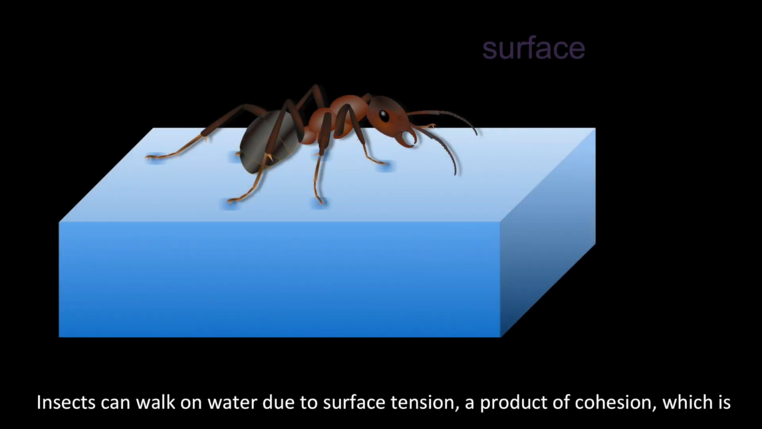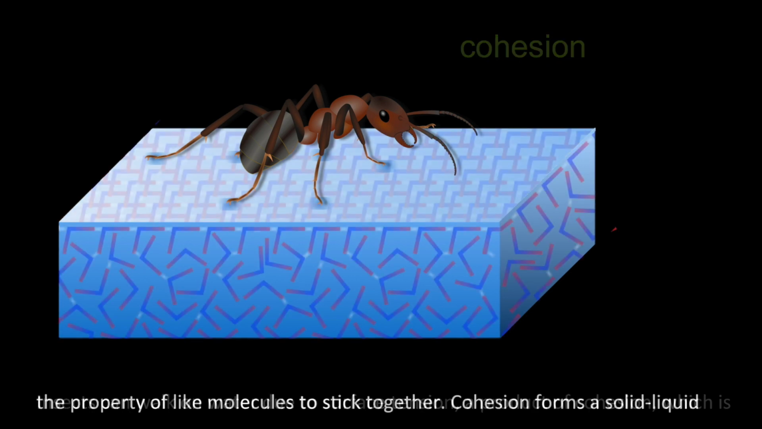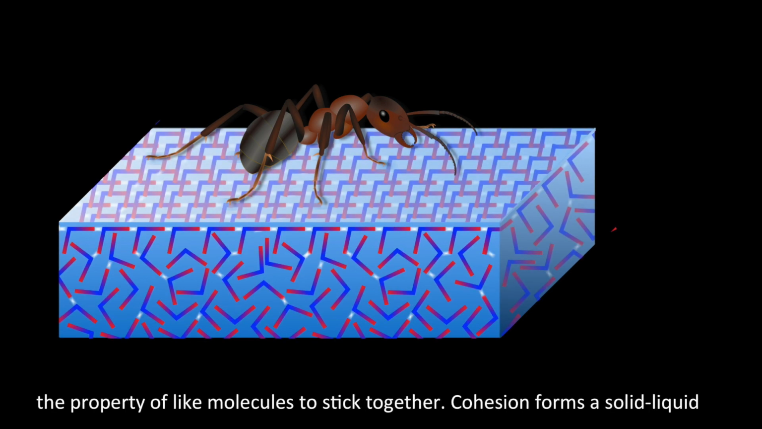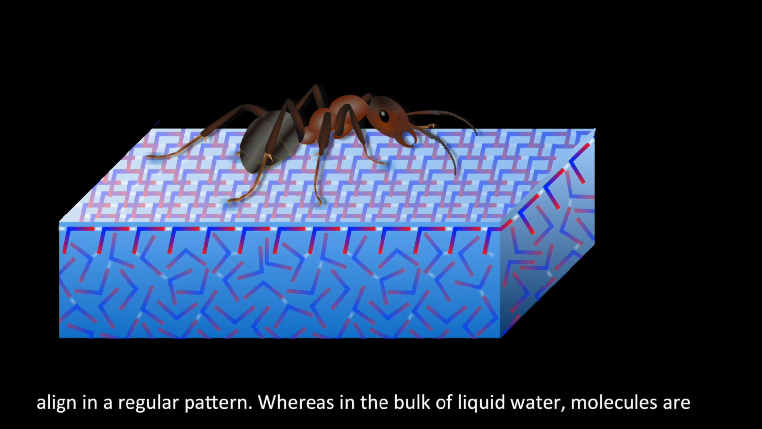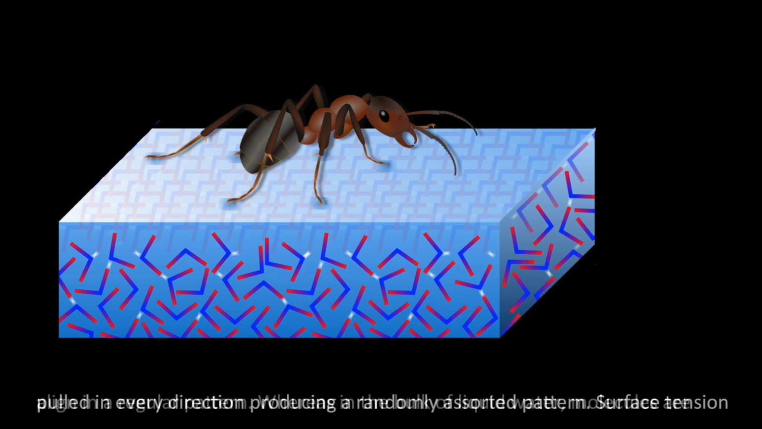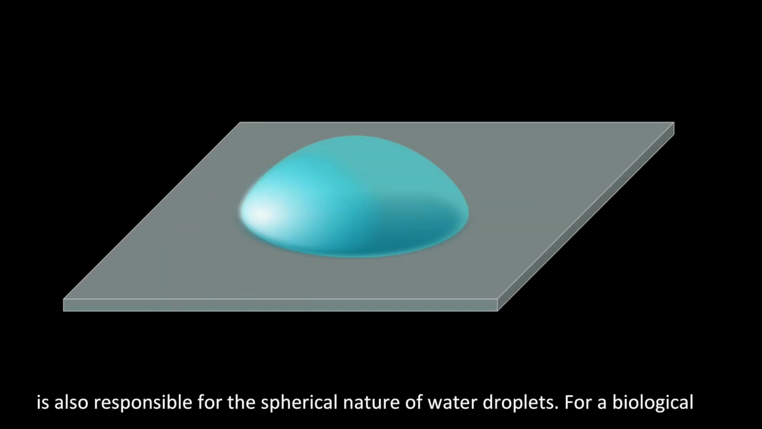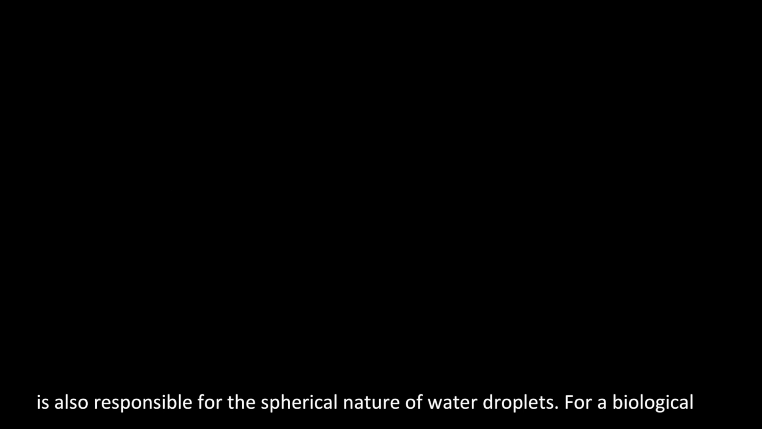Insects can walk on water due to surface tension, a product of cohesion, which is the property of like molecules to stick together. Cohesion forms a solid liquid state at the surface of the water due to hydrogen bonding, in which water molecules align in a regular pattern. Whereas in the bulk of liquid water, molecules are pulled in every direction, producing a randomly assorted pattern. Surface tension is also responsible for the spherical nature of water droplets.